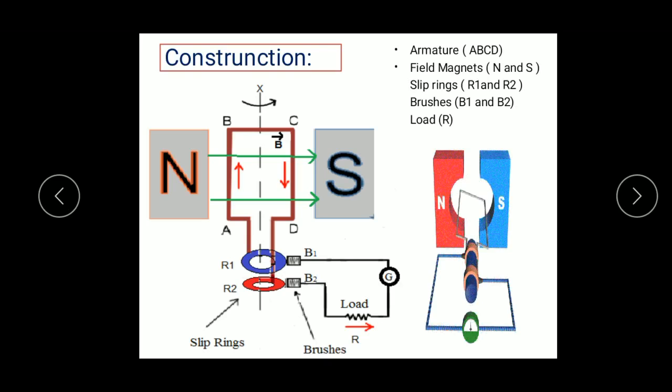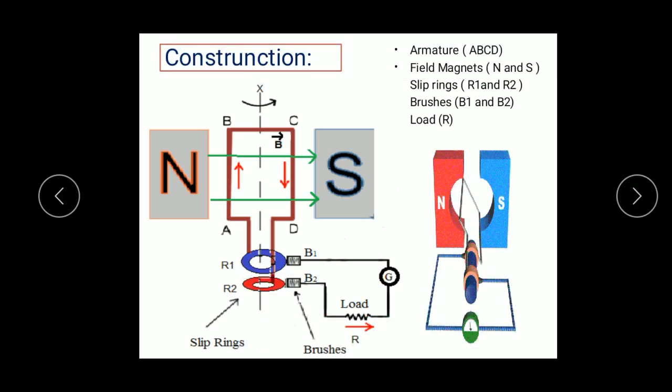The first part is this armature coil ABCD, and the second one is the poles, that is, the field magnets N and S. And the third one is the slip rings. So what are slip rings? These R1 and R2 are known as the slip rings.